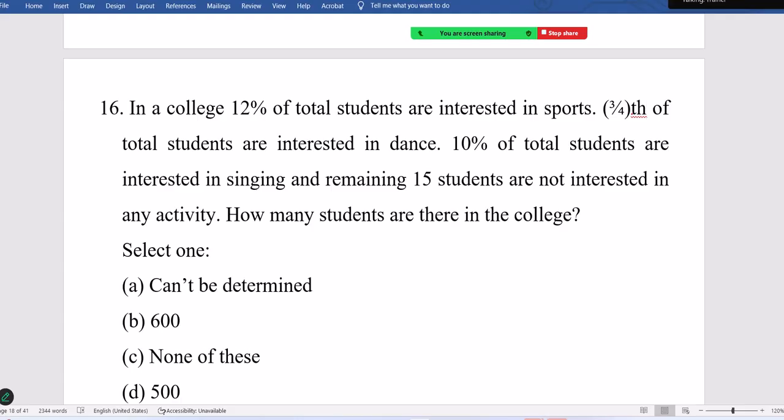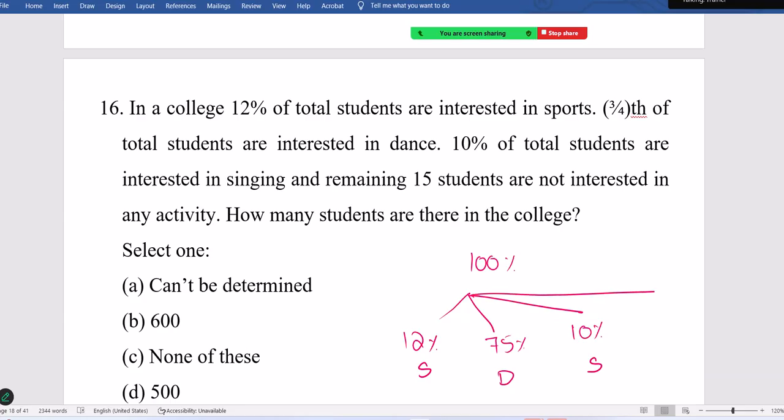12% of total. So total 100%. 12% is sports. 3 by 4th of the total students means 75% is dance. 10% of the students are singing, so 12, 75, 10 gives 97%. Still 3% are there. They are not in any activity. So 3% is equal to 15.